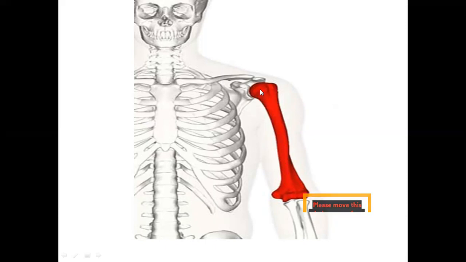In the upper end, you can see the head of the humerus is articulating with the glenoid cavity of the scapula, which you should have learned yesterday, to form the shoulder joint. As you come down, this is the shaft of the bone, and this is the lower end of the humerus. The lower end of the humerus is articulating with the forearm bones.